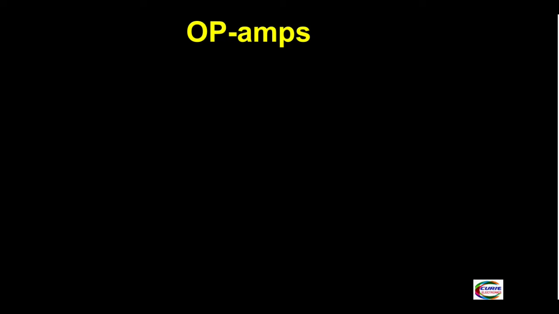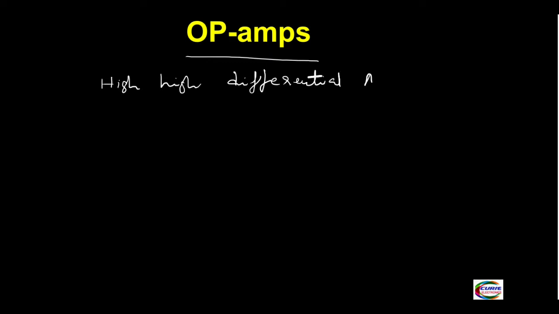What are op-amps? An op-amp is a high gain differential amplifier. So what is an op-amp? Simply we can say it's a high gain differential amplifier, and it was invented in the 1960s.